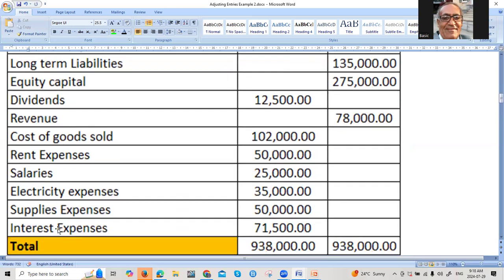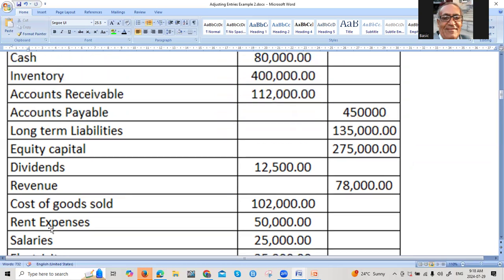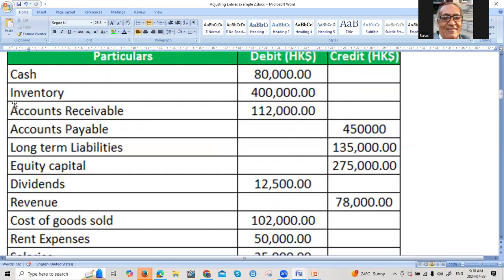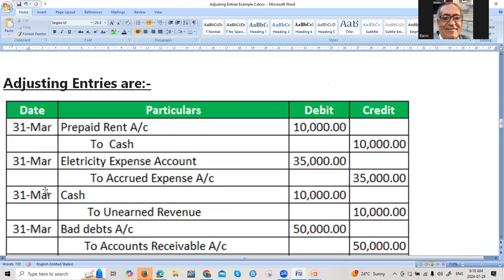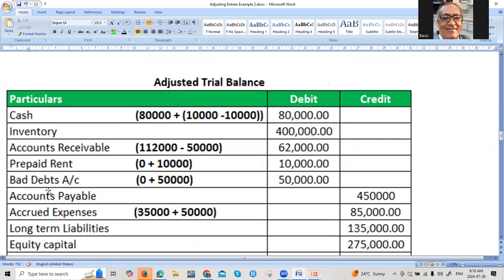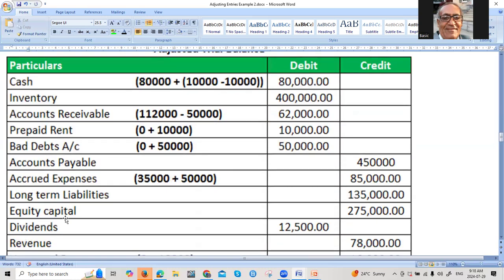Accrued expenses. Actually, there is no accrued expenses here. When we come to see, there is no accrued expenses. We have cash, inventory, account, loan. We don't have accrued expenses. So when we do the new trial balance, let us see now, there is accrued expenses.